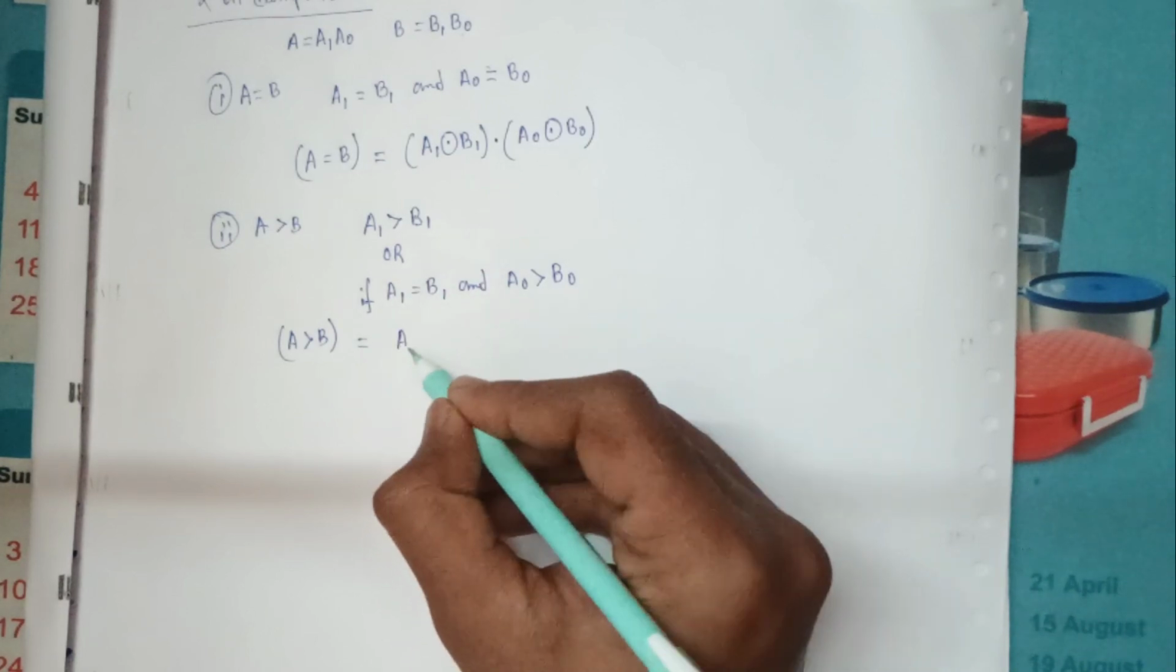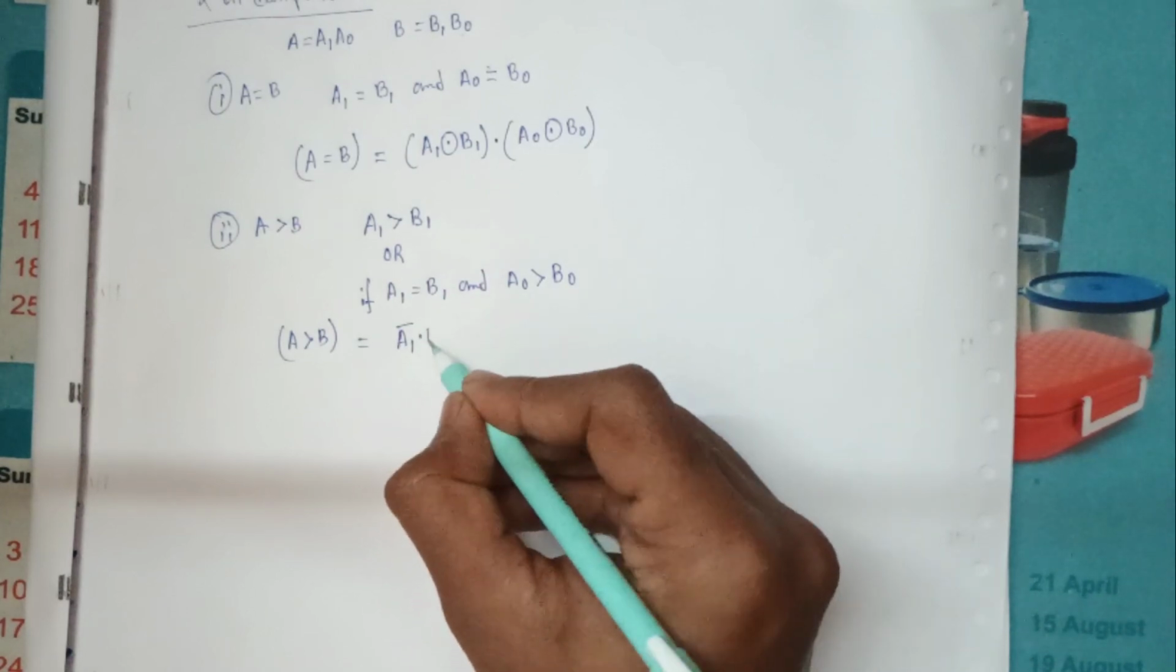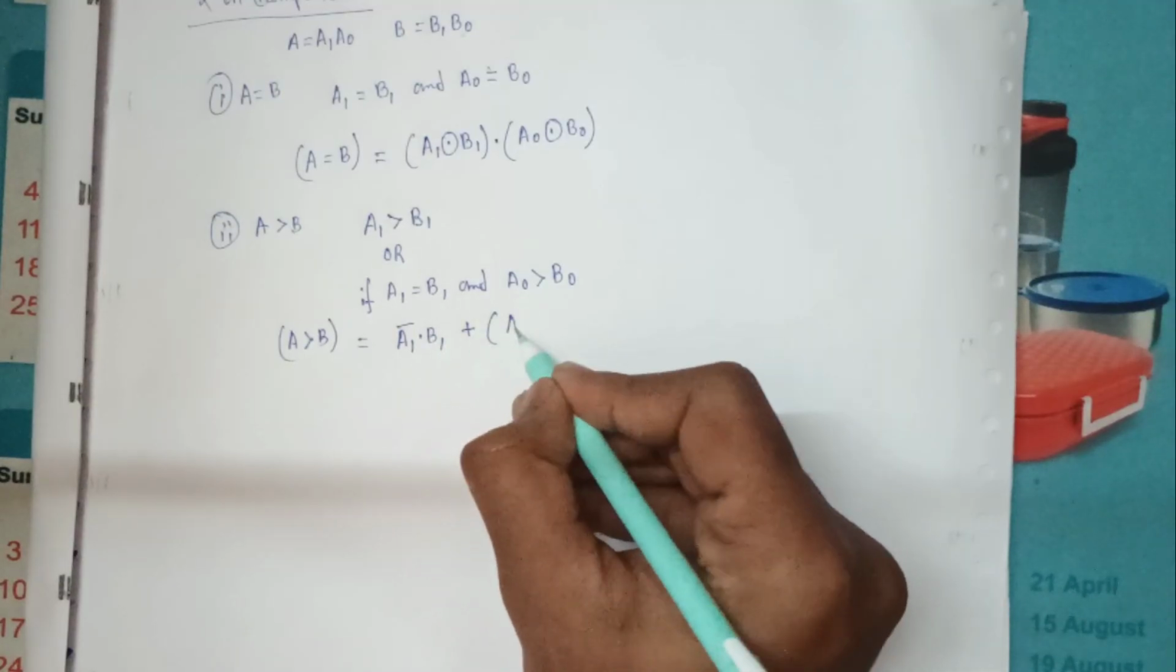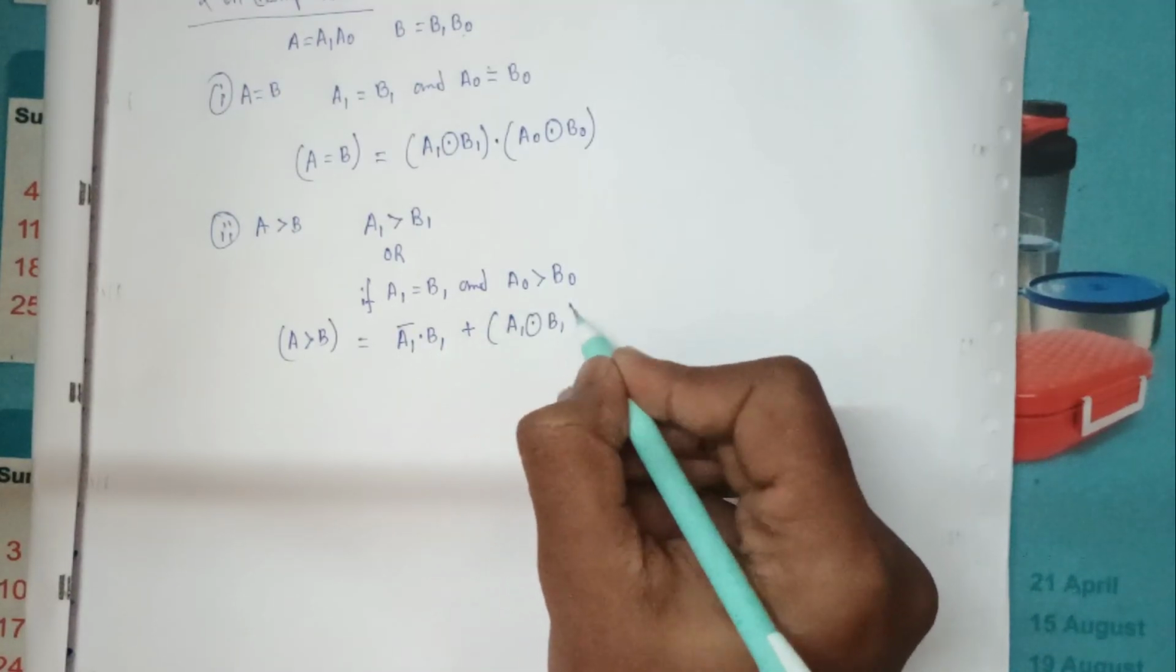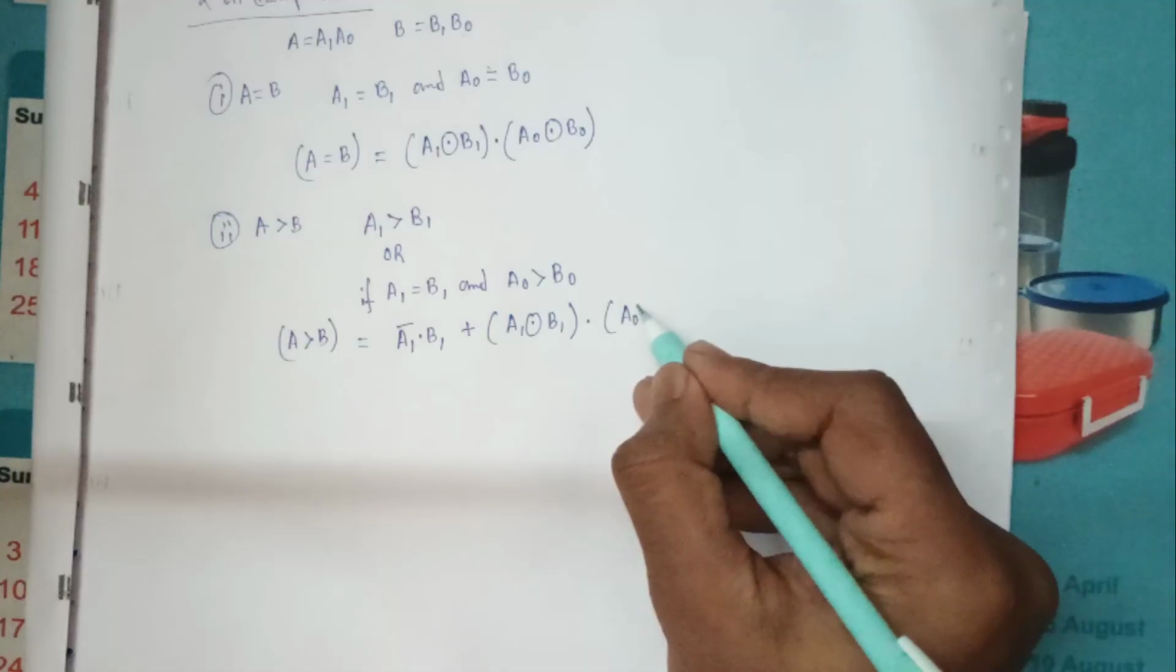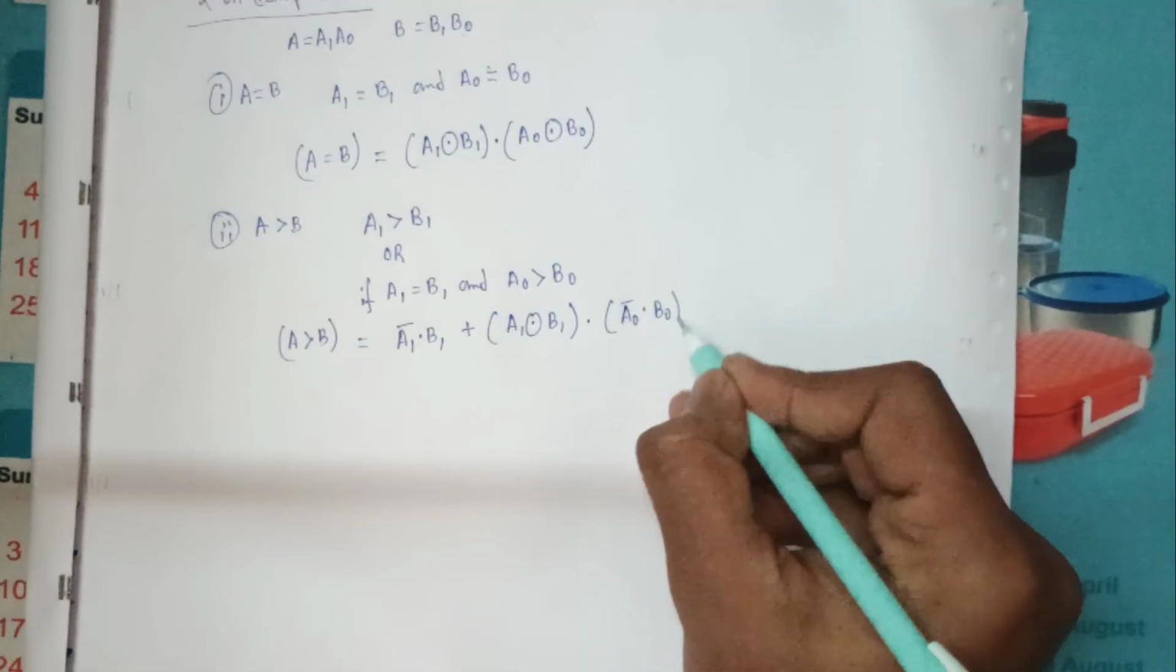be represented as A1 bar dot B1 plus A1 XNOR B1 into A0 bar into B0.